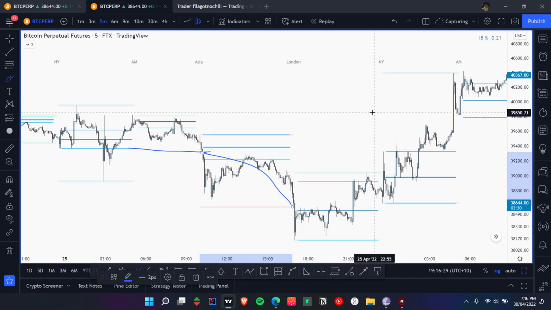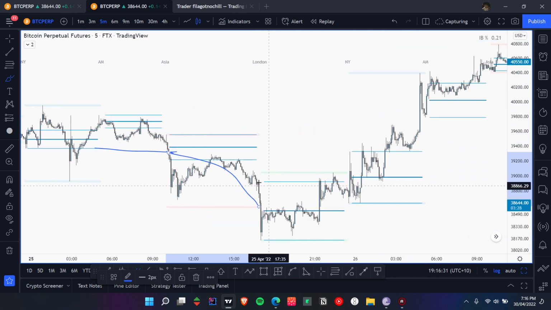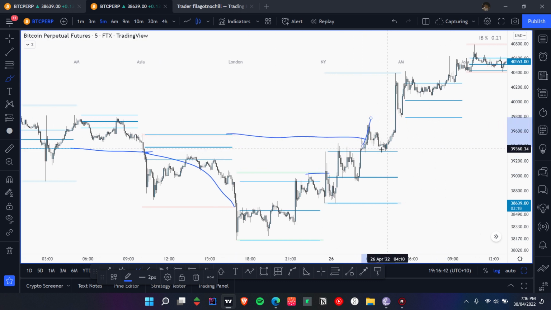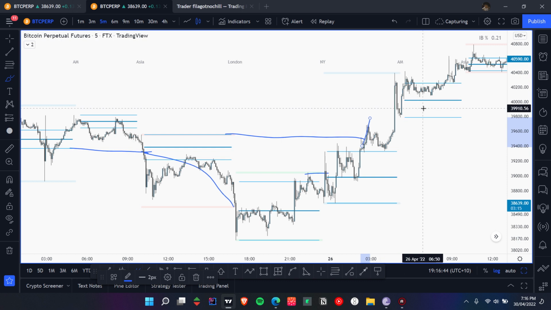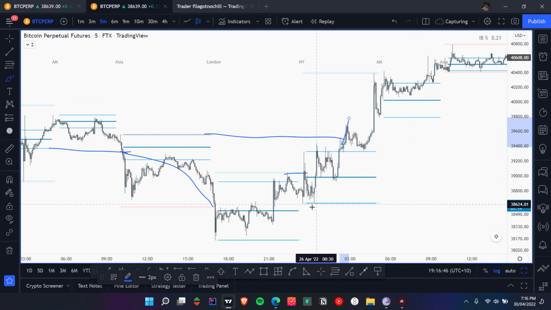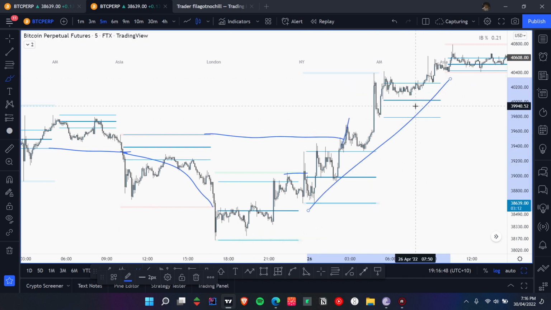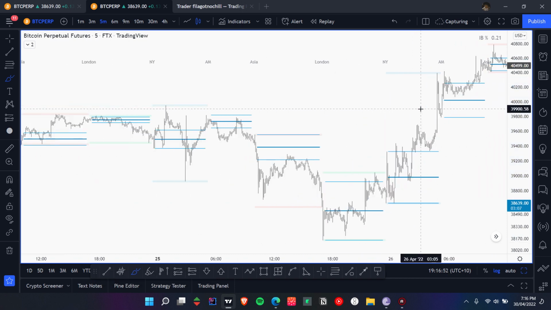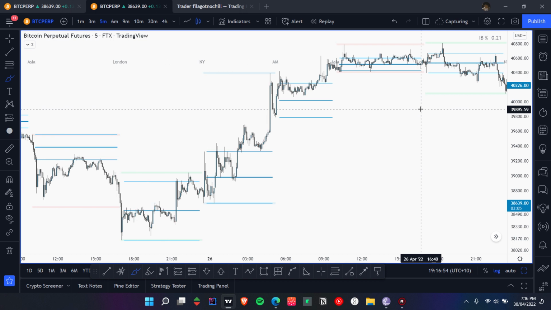And how to form directional bias here? Okay, so we have our London session. Price broke above the London session, created a swing high. All right, price broke above the Asia session, created a swing high. Now for the aftermarket, of course, my directional bias will be to buy. Now, this is the basic of directional bias using initial balance.